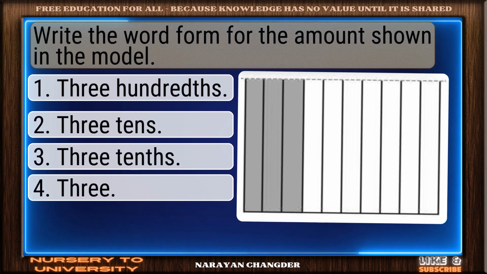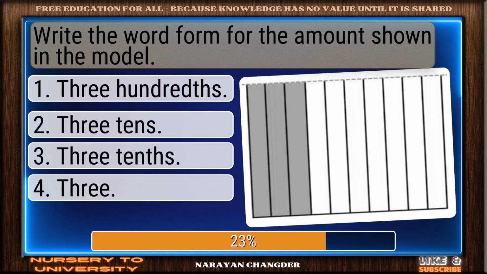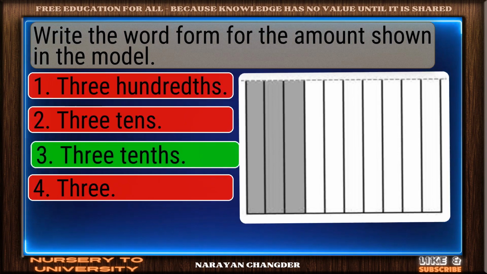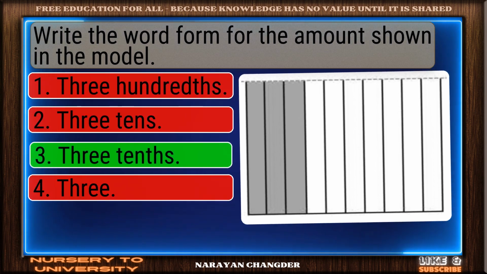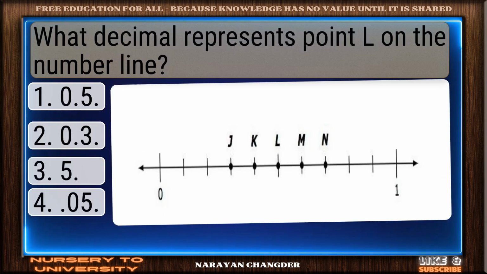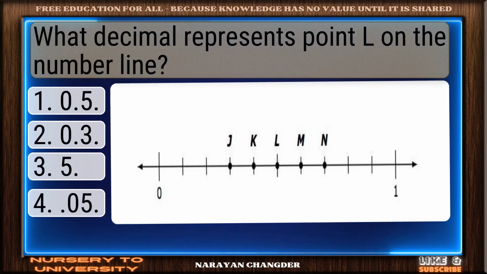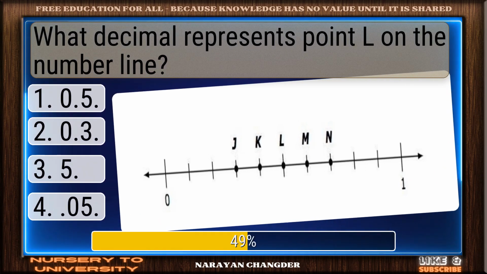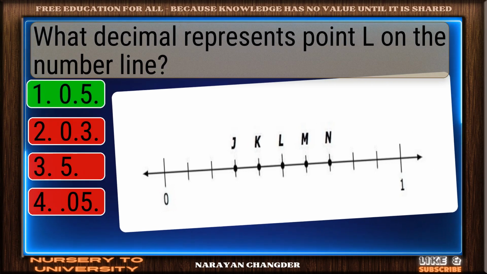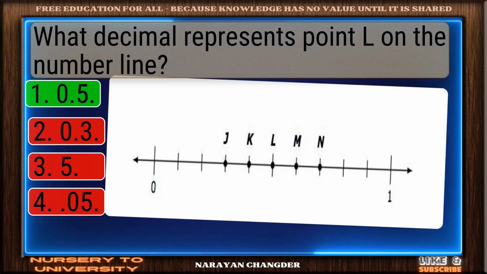Write the word form for the amount shown in the model. Nicely done. 3/10 is a solid answer. What decimal represents point L on the number line? On track, 0.5 is the correct answer.